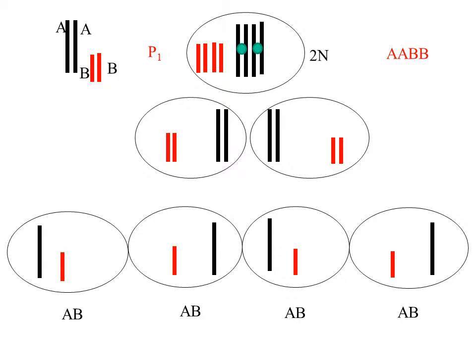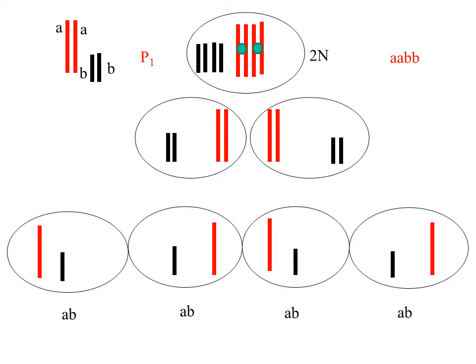This is a homozygous dominant for both genes. When the chromosomes are amplified during interphase or replicated, then the chromosomes are going to go through meiosis 1 and meiosis 2. And eventually we're going to have 4 haploid cells that has one big A and one big B in each cell. These cells are haploid.